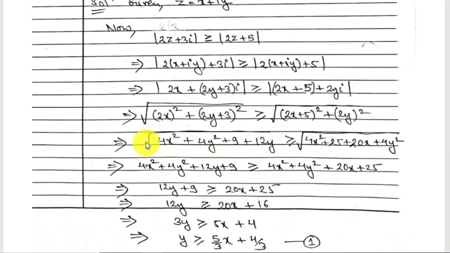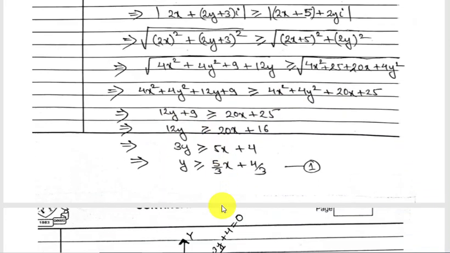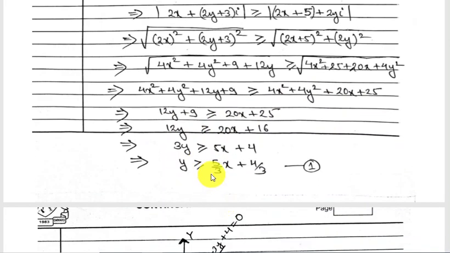and then remove the square root by squaring both the sides. Since we know that modulus is always positive, when we are squaring both the sides, in that case this symbol does not change, this remains as it is. So we get this after squaring it. Now simplify it. After simplifying you get y greater than or equal to 5 upon 3x plus 4 by 3.